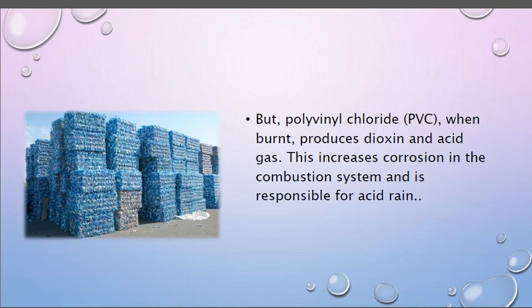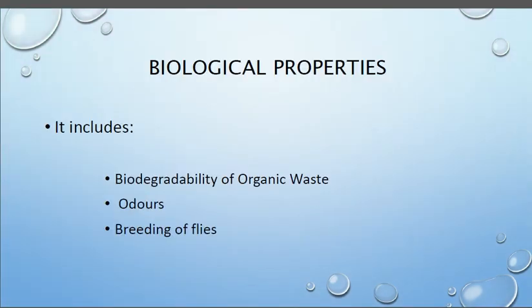This increases corrosion in the combustion system and is responsible for acid rain. So for acid rain, we can say PVC is an agent which is responsible for acid rain. It also increases corrosion in the combustion system. Okay. After that, we have studied physical characteristics and chemical characteristics.